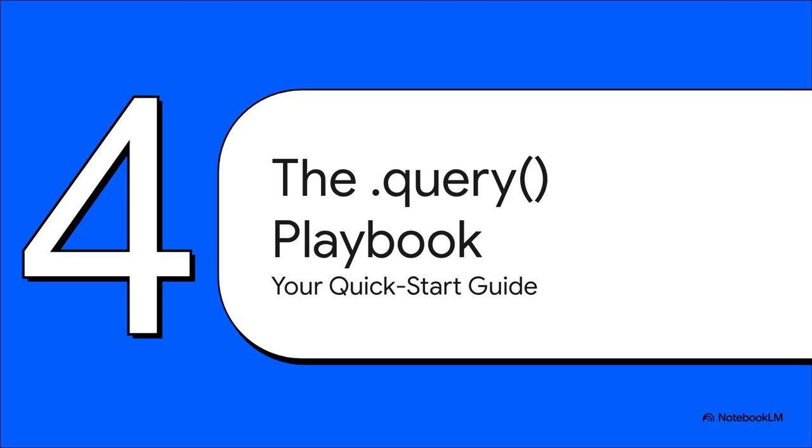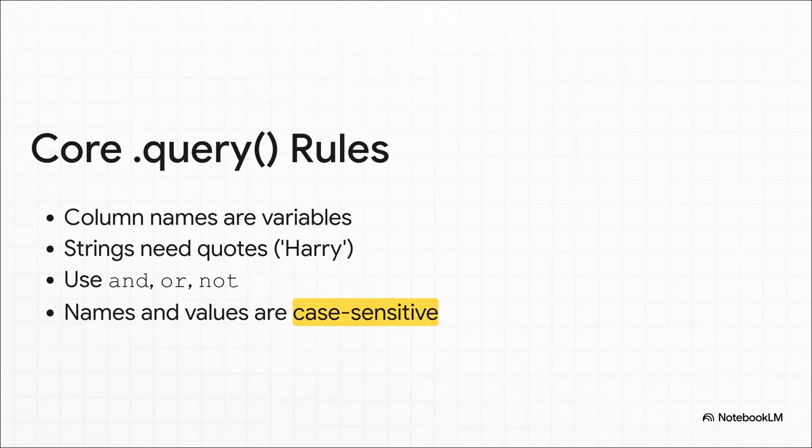So let's do a quick fire round, a little playbook of the key rules so you can get started with this right now. Okay, the core rules, super simple. First, inside that query string, you just write your column names like they're variables. No quotes needed. Second, if you're checking against some text, a string, that needs quotes. Third, you use the actual words and, or, and not. Forget those old symbols. And last but not least, remember, everything is case sensitive.